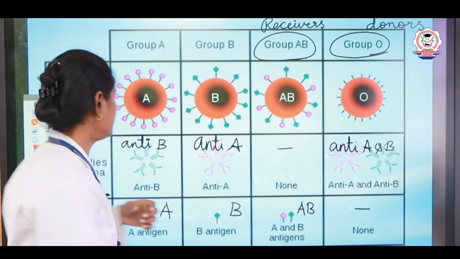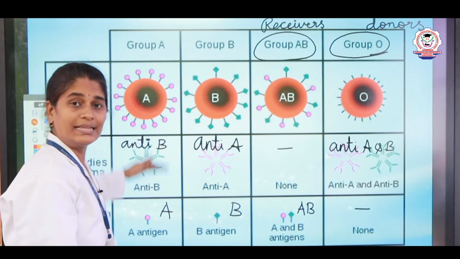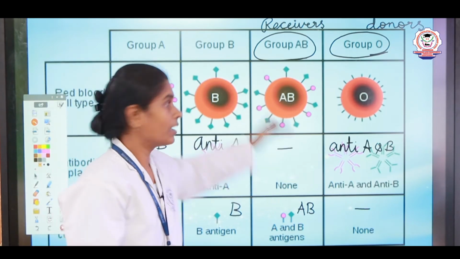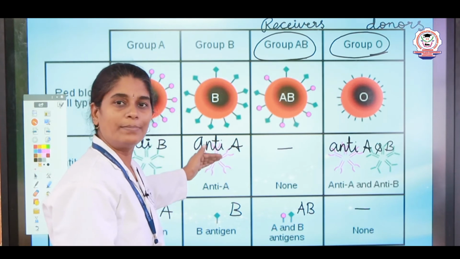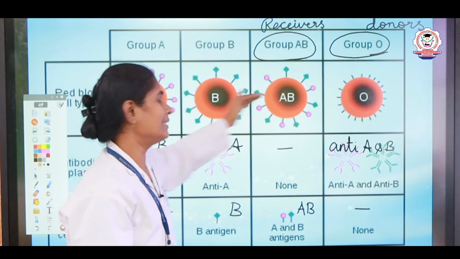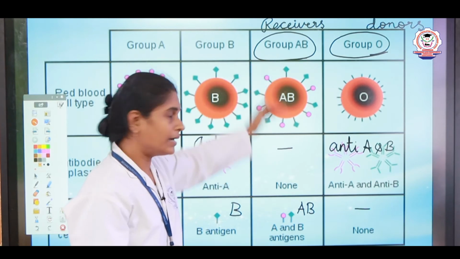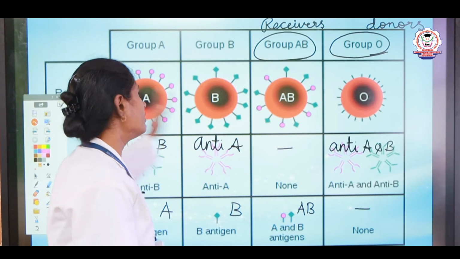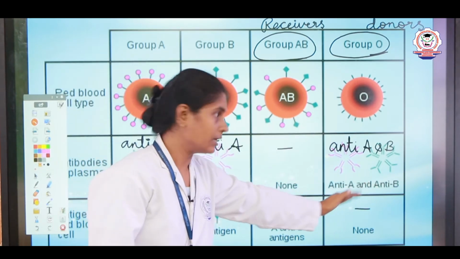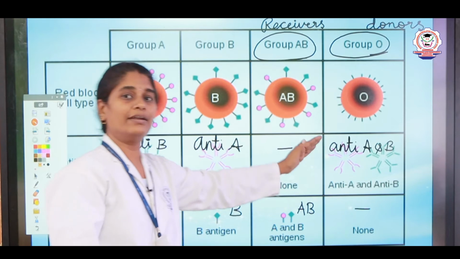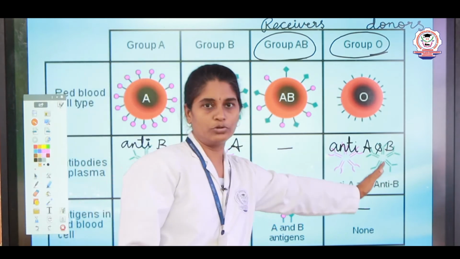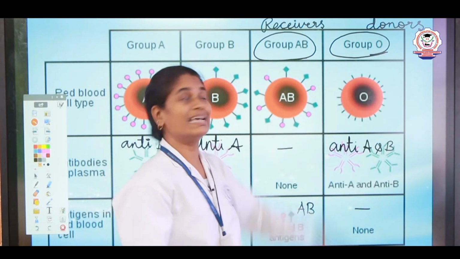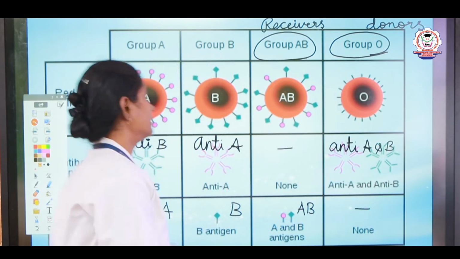A blood group person can donate blood only to A blood group and AB blood group. B blood group person can donate blood to B blood group and AB blood group. AB blood group person can donate blood only to AB blood group, but they cannot donate to other persons. But O blood group persons can donate blood to all the groups, including O blood group also. That is why they are called universal donors.